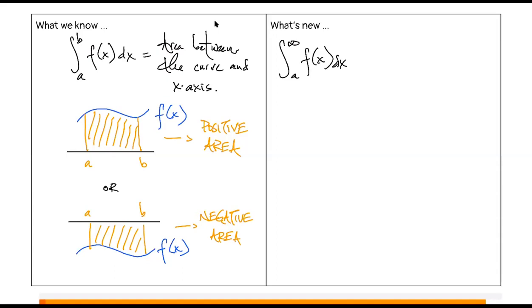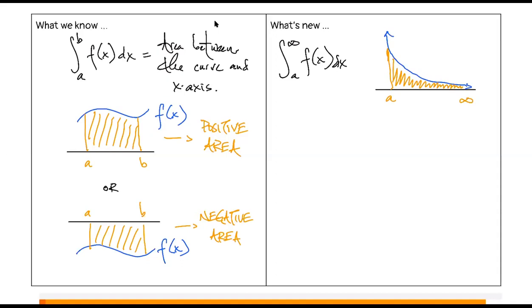Visually, it looks like this. You've got your x-axis, you've got your function. But this time your A value is a number, and the stopping point is all the way out at infinity. What we're trying to see is, can we find an area for this? Can we find that area?